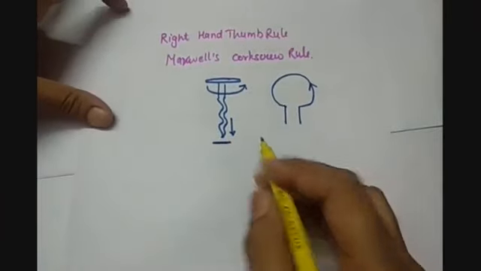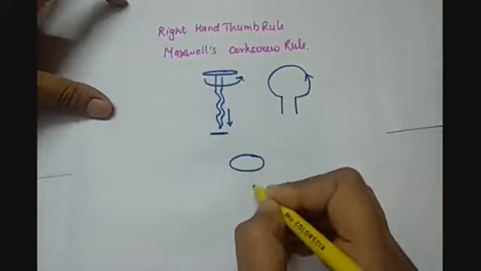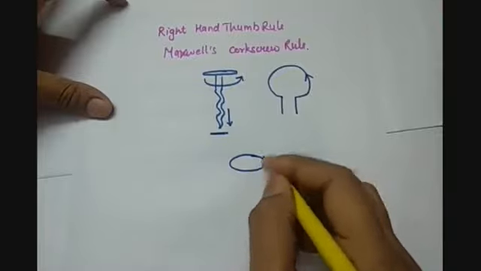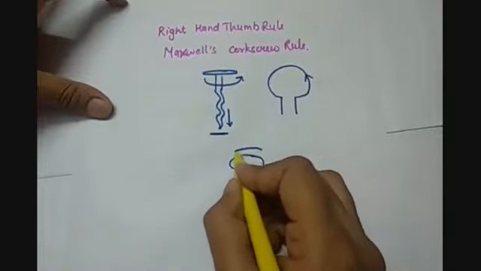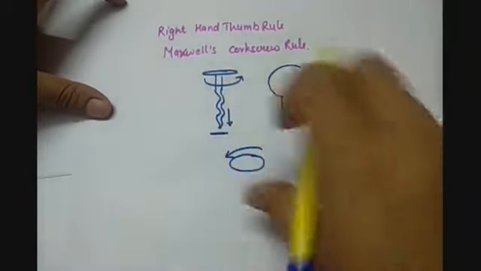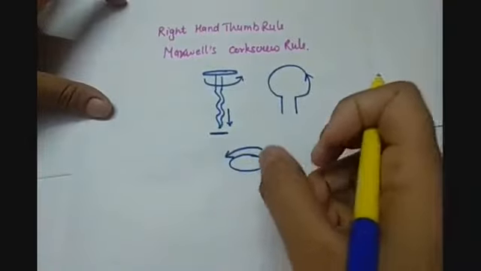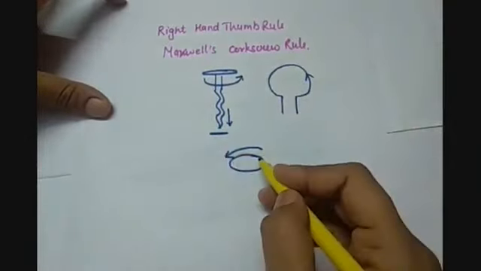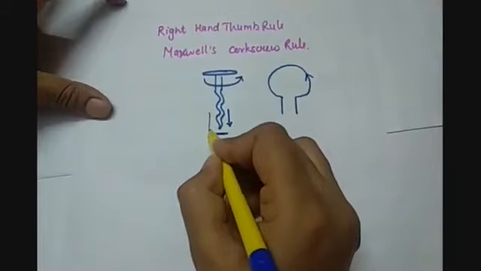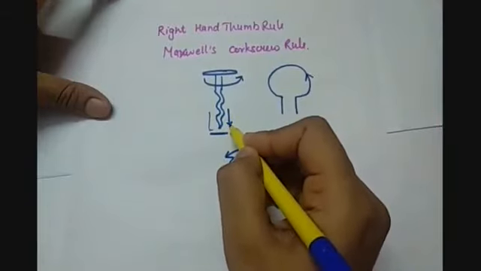Let me show you the top view of the corkscrew. Suppose this is the top view of the corkscrew, and we are moving it in this direction. This way we are doing it. So when we move the screw in this direction, then what happens? The screw goes inside the hole or inside the wall, as we do it at homes.